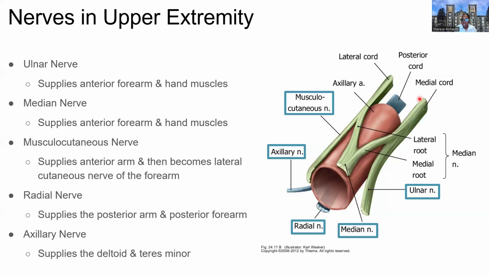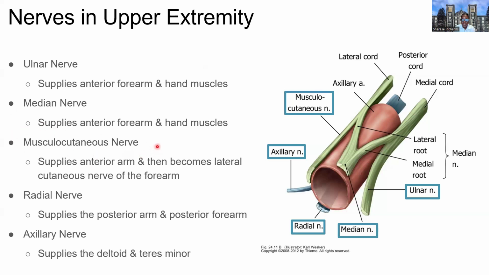Now, looking at them functionally, the ulnar nerve supplies the medial muscles on the forearm and hand. Ulnar nerve supplies nothing in the arm, okay? Only the forearm and hand on the medial side. Median nerve supplies anterior compartment muscles, but on the lateral side. Okay, again, nothing in the arm.